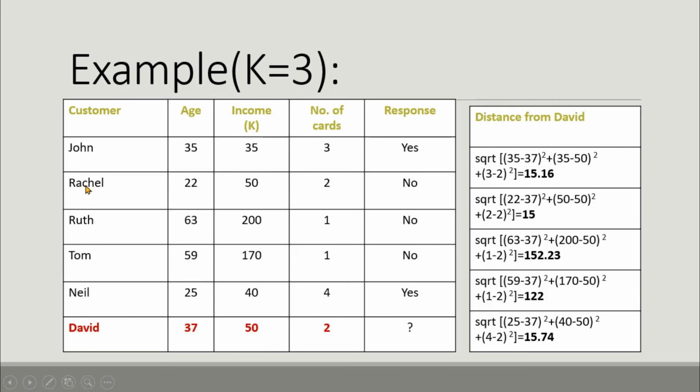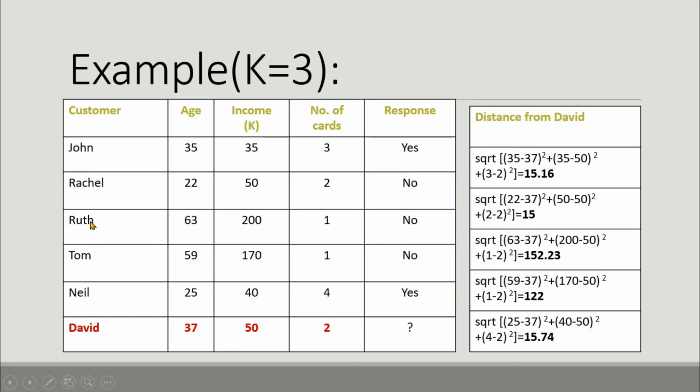Again, from David to Rachel, the age of Rachel is 22 and the age of David is 37. So square root of (22 minus 37) whole square, plus the difference between income, which is (50 minus 50) whole square, plus the difference between number of cars, which is (2 minus 2) whole square. If we calculate it, the result will be 15.